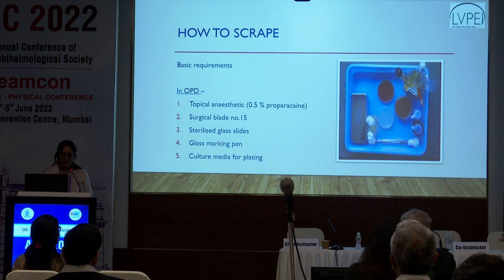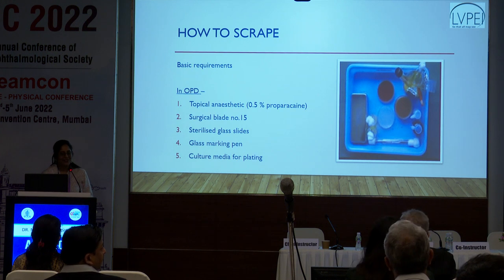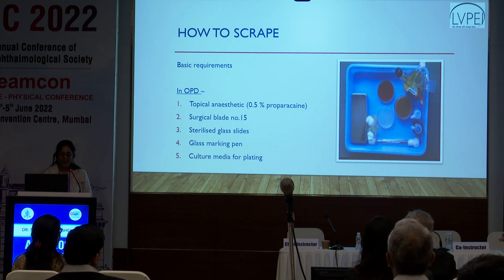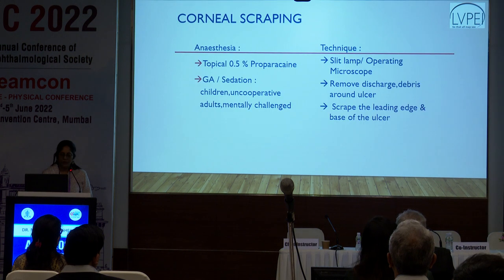What do we need? The very basic set, which I'm sure many of you may not have done, except for one senior resident that I can see here. Nobody else would have done this for a while now. But those of you who are in your own practice might have to do it. This is what the set entails, and it's very easy to set up. So you need topical anesthetic and a surgical blade, and this is the armamentarium that you need to take a corneal scraping.